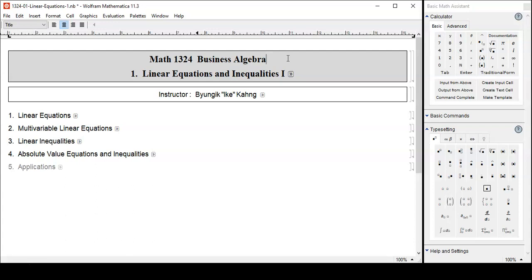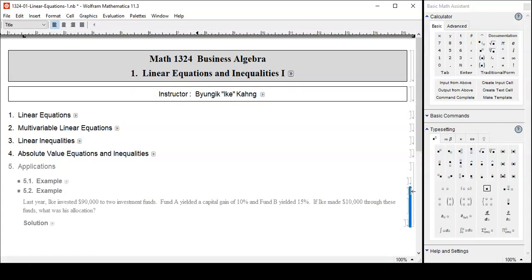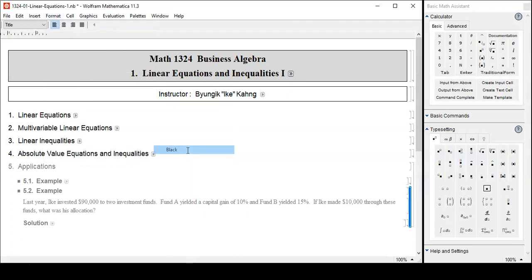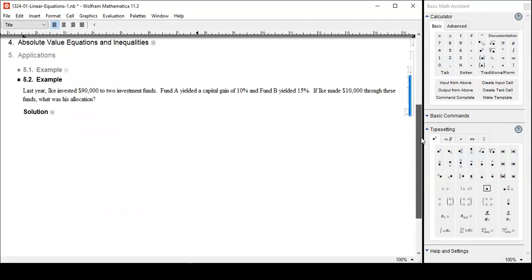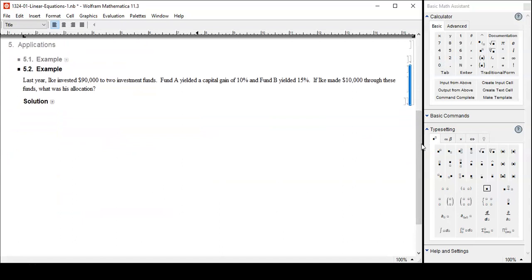Okay, we went through some decimal coefficients, so let's do some applications associated to the decimals. Let's consider this. Stop the playback and read through the problem. Last year, Ike invested $90,000 to 2 investment funds. Fund A yielded a capital gain of 10% and Fund B yielded 15%. If Ike made $10,000 through these funds, what was his allocation? So how much did he invest in A, and then how much did he invest in B?